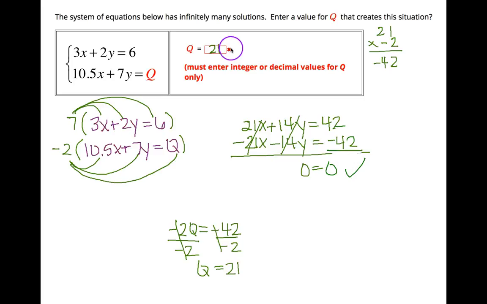Now, a very common mistake is students are going to think, well, I'm just going to go ahead and set negative 2Q to 42. And they end up having a negative answer. So you need to be careful. If you want to make sure it actually eliminates, plug it in for Q and see if this will actually create a true statement with the rest of the system.